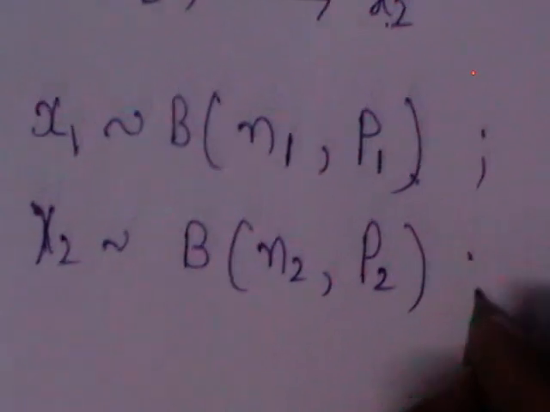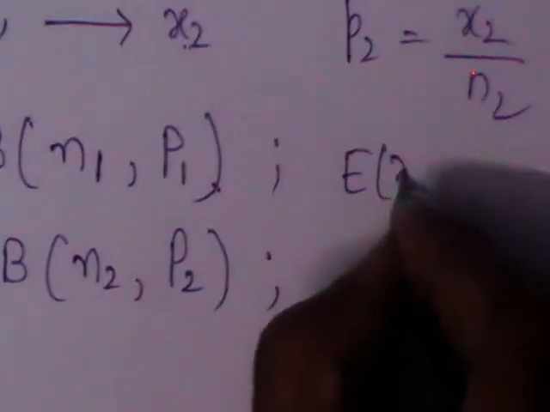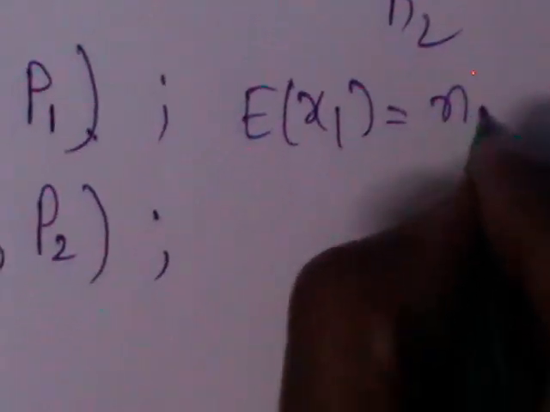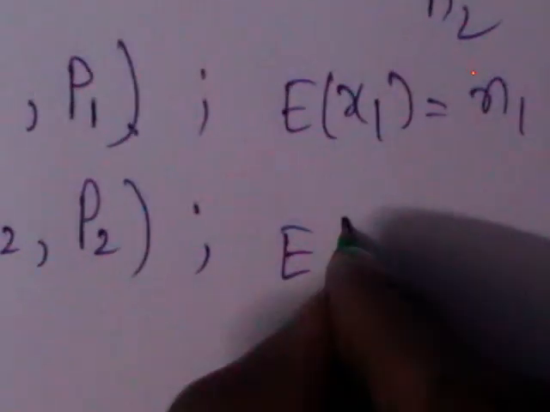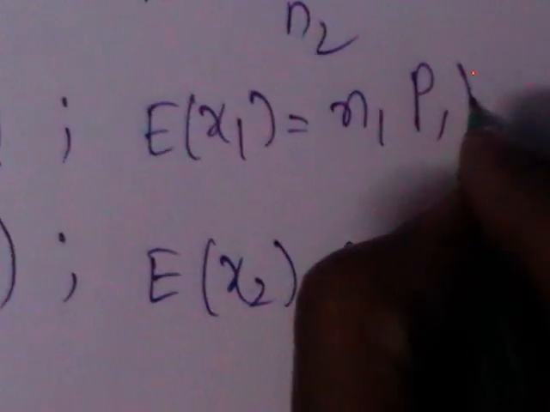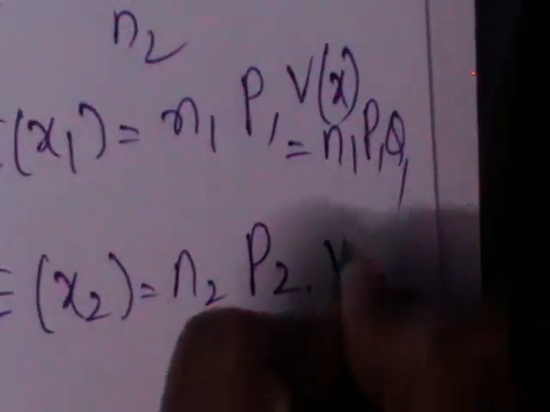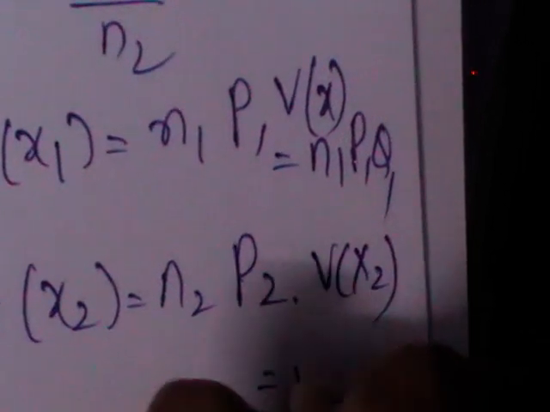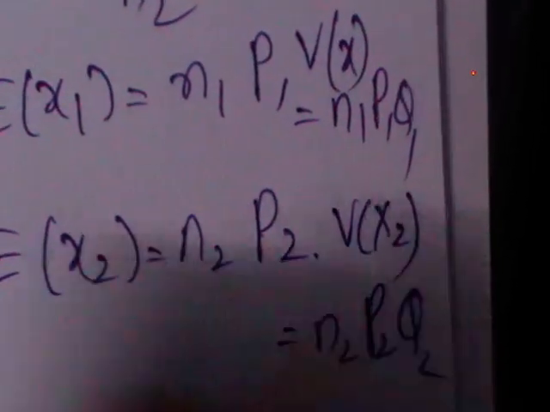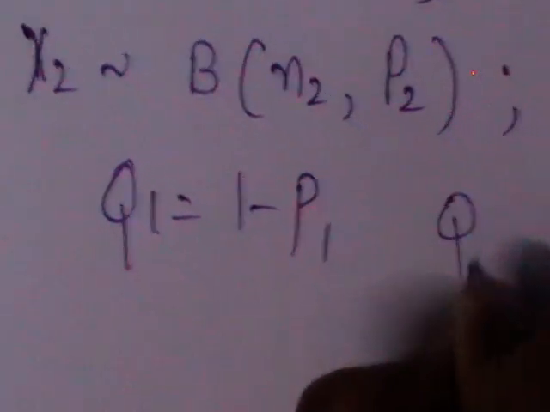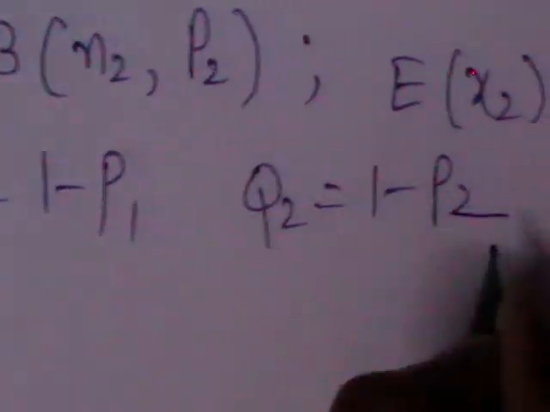So again the same one, you can write what is E of x1 here. E of x1 is n1 p1. E of x2 is n2 p2. Similarly, what is V of x1? n1 p1 q1. V of x2 is n2 p2 q2. You know that q1 is equal to 1 minus p1, and q2 is equal to 1 minus p2, which means you have taken two samples with two sample proportions.